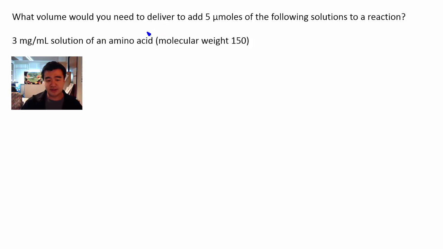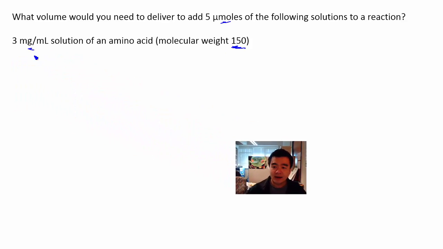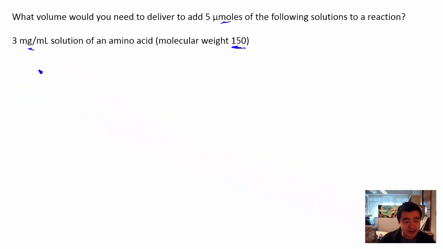Okay, so this question is slightly more complex because we need to actually use a molecular weight now, because we have a solution which is expressed in grams. We need to end up thinking about moles. So what this is saying is that our solution here, the concentration of the amino acid is 3 milligrams of amino acid per mil of the solution.